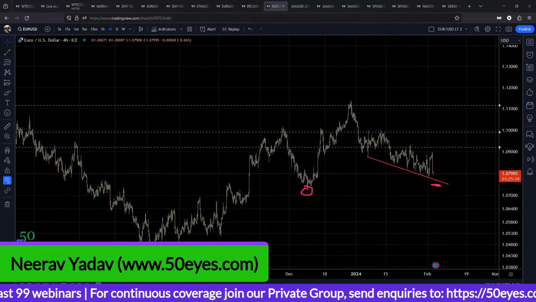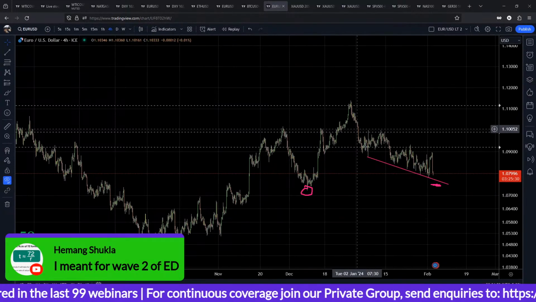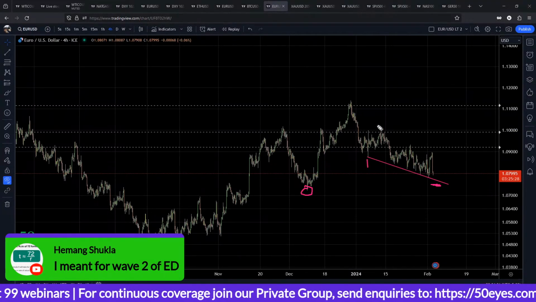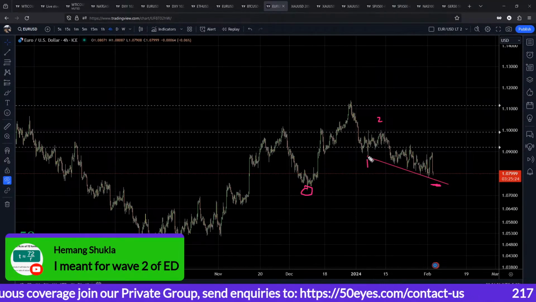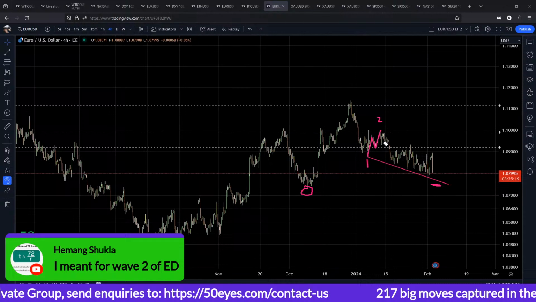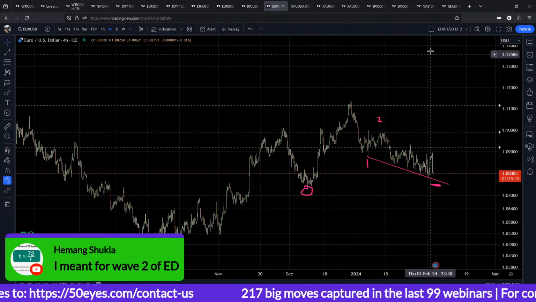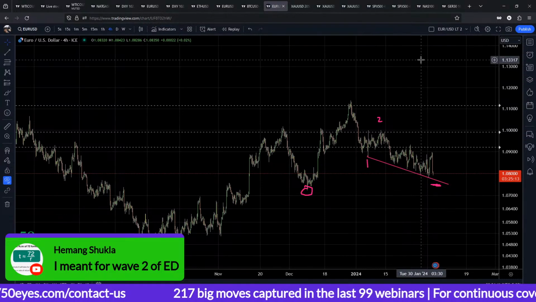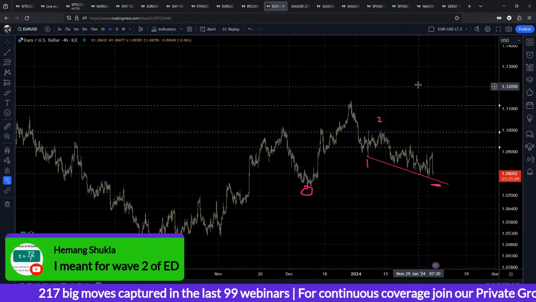And there's another comment here from Hemang. I meant for wave 2 of ED. That's what I was saying, Hemang. If this is the 1, this is the 2, this is a pretty normal structure. I'm not sure what the question is. There's nothing out of the ordinary here. So perhaps text is not the best way to ask these things. So I will not be able to clarify unless you have a very detailed input on what you're asking.